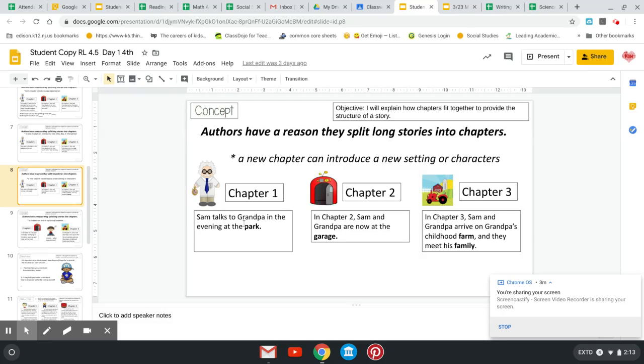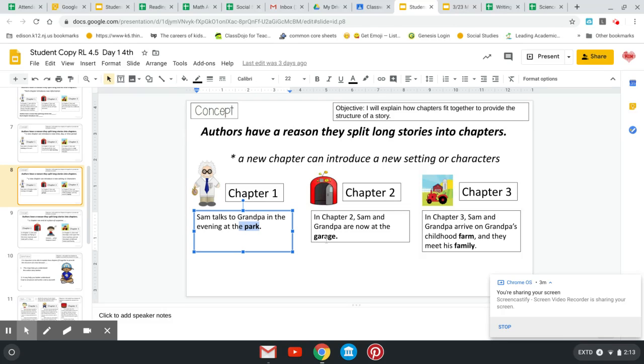A new chapter can introduce a new setting or characters also. In chapter 1, they were at the park. In chapter 2, they were now working in the garage on the time machine. And in chapter 3, they were at the farm meeting the new family.